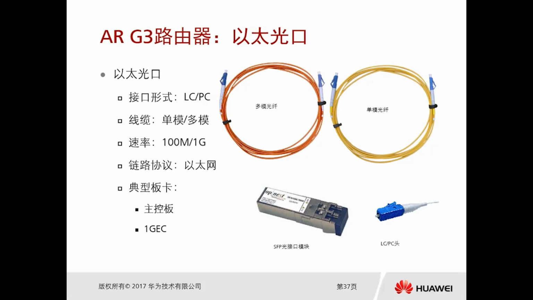Fiber optics are divided into single mode fiber and multi-mode fiber. What about the speed? Its speed is much higher than our Ethernet port here. Usually it writes 100 megabytes, and then the larger one goes to a G. So its typical blade card, on our main control board, link protocol Ethernet. Then there is also the 1GEC interface. These two written below are the ones we will actually use.